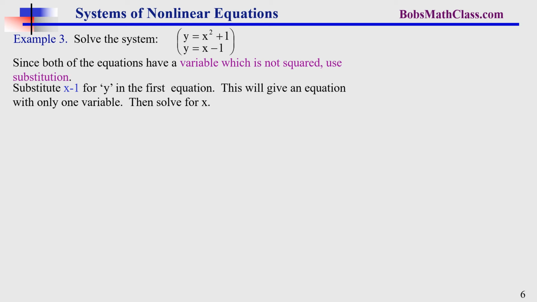So since we already have y by itself in the bottom row, we're going to substitute the right-hand side into the top equation and then solve for x. So you see what we're doing there? In the bottom row, it's y equals x minus 1. So you're plugging that whole x minus 1 into y in the top row. Or, since you got y by itself in the top row, you could put x squared plus 1 in place of the y on the bottom row. You will still get the same equation.